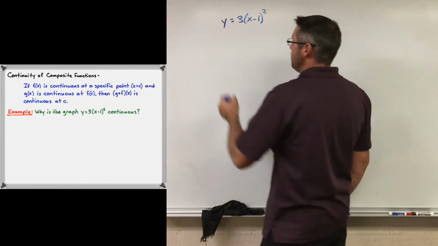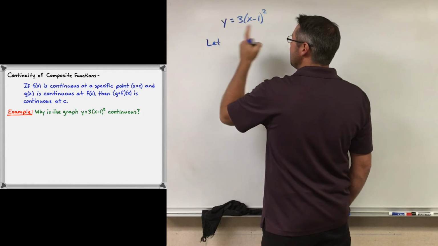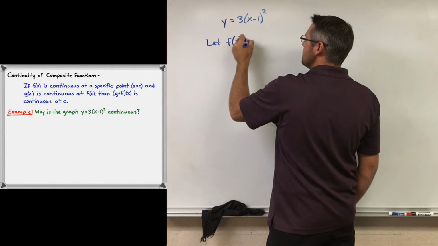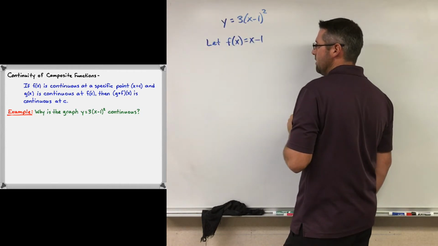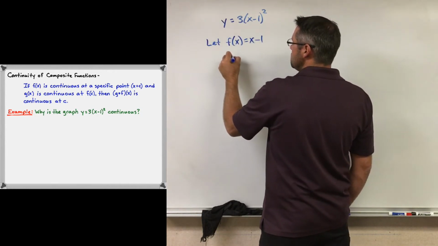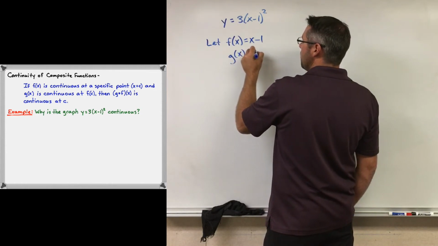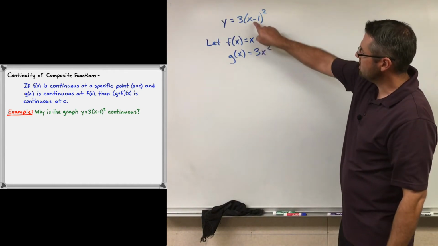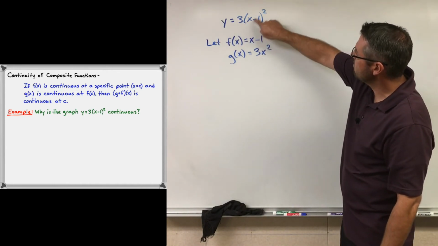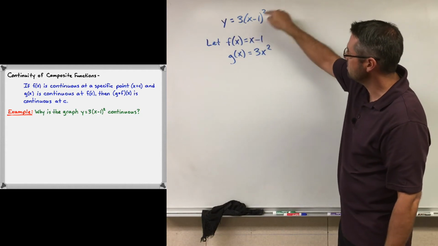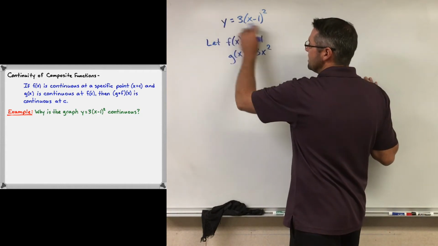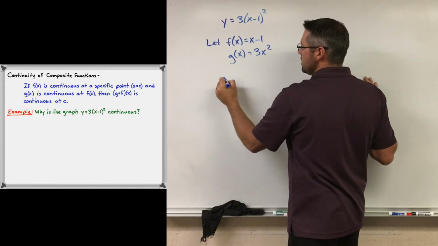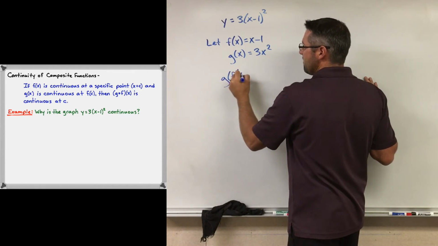So here's what we're going to do. We're going to say, what is the inside function? The inside is x minus 1. So let's say let f of x equal x minus 1. Okay? Then g of x would equal 3x squared, if you would. If the inside is x minus 1 and the outside is 3 something squared, right? 3 something squared, we can say that this function is a composition of these two. And let me show you. It would be g of f of x.